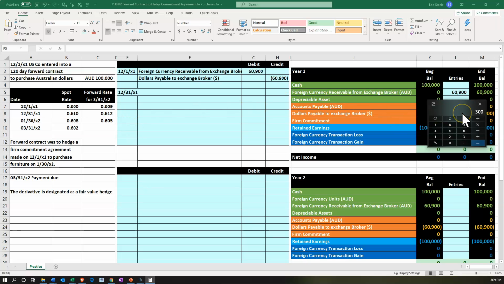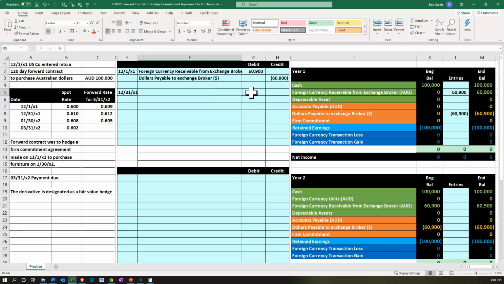So the $300 is going to be a gain because we're going to have to increase this receivable to the 61,200. If you think about that, we had $1 Australian compared to what we believed the forward rate would be, 0.609. And now we have $1 Australian compared to 0.612. So we could see that the Australian dollar has gotten stronger because $1 Australian equals more of a US dollar. The receivable means that we're going to be paid in Australian dollars, which are now worth more, have more purchasing power, or are relatively stronger compared to the US dollar. And therefore we got an increase and a gain.